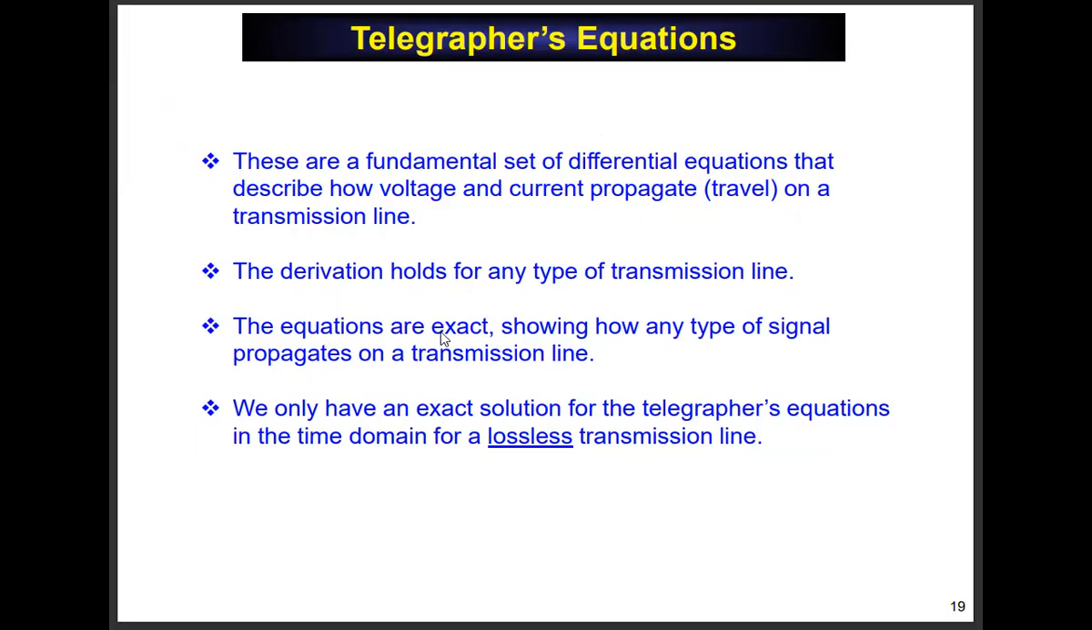Okay. Now, there's one bit of bad news. We only have an exact solution for these differential equations in the time domain when the transmission line is lossless. I'm going to derive the telegrapher's equations allowing for loss. That's the R and G elements. But when I solve the differential equation, I'm going to set them equal to 0 and assume a lossless line. Otherwise, there's no exact solution in the time domain. In the frequency domain, there is, but we're not there yet, right? We're all in the time domain right now. Okay. All right.